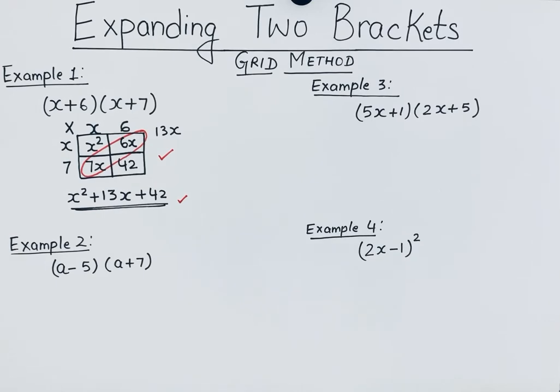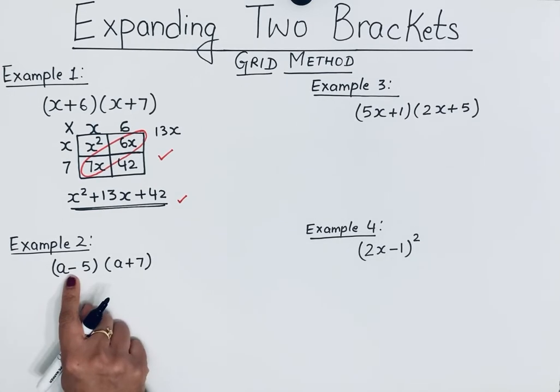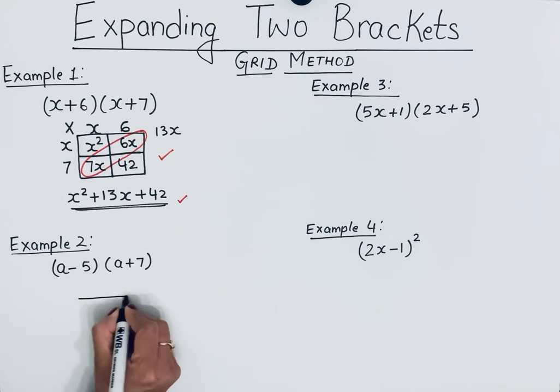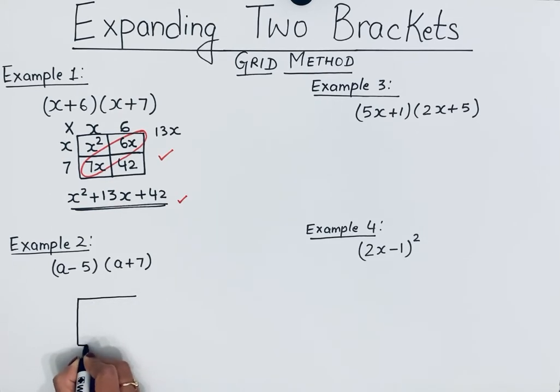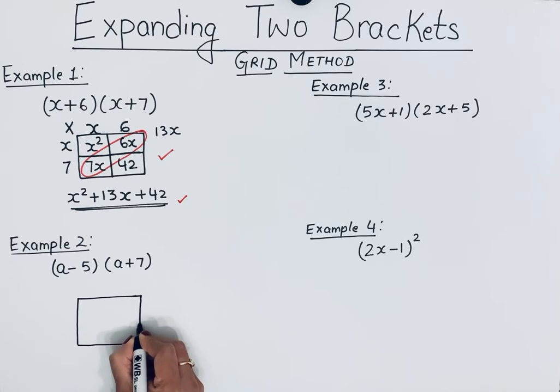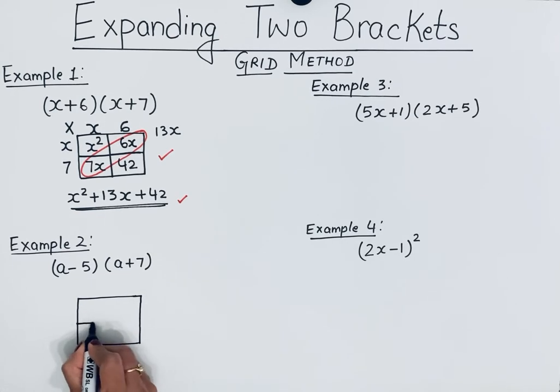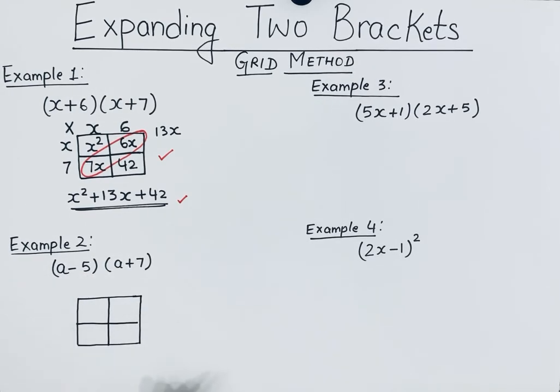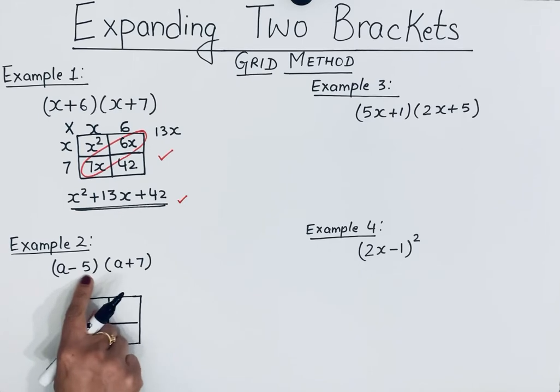Let's have a look at the second example. I've included a minus here. So the first thing we need to do is draw a box. Then we split our box into 4 sections. And then put the bracket on the top and on the left of the box. So I normally put the first bracket on the top, so let's do that.